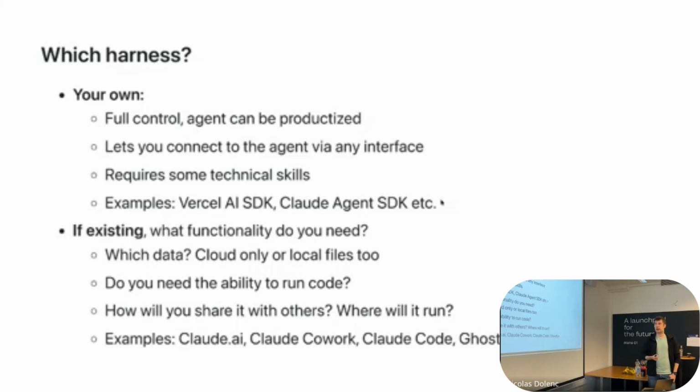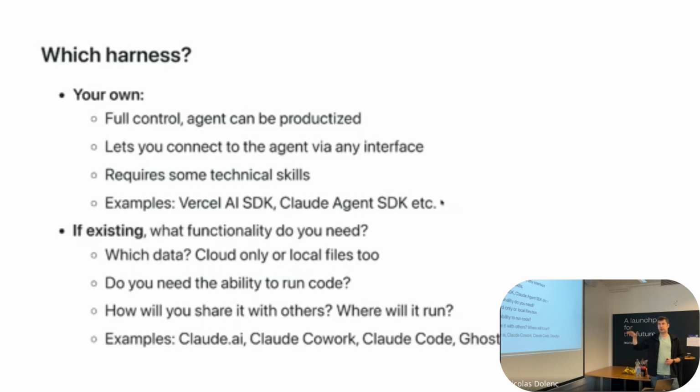If you use an existing harness, and obviously you can mix and match and use different harnesses for different use cases, the things to think about are which data will the agent need to access? Are you okay with access to only data in the cloud, or do you need access to local files as well? So do you go with Claude AI or Claude Cowork, for example? Do you want the agent to be able to run code? Increasingly, you do, even if you're not a developer.